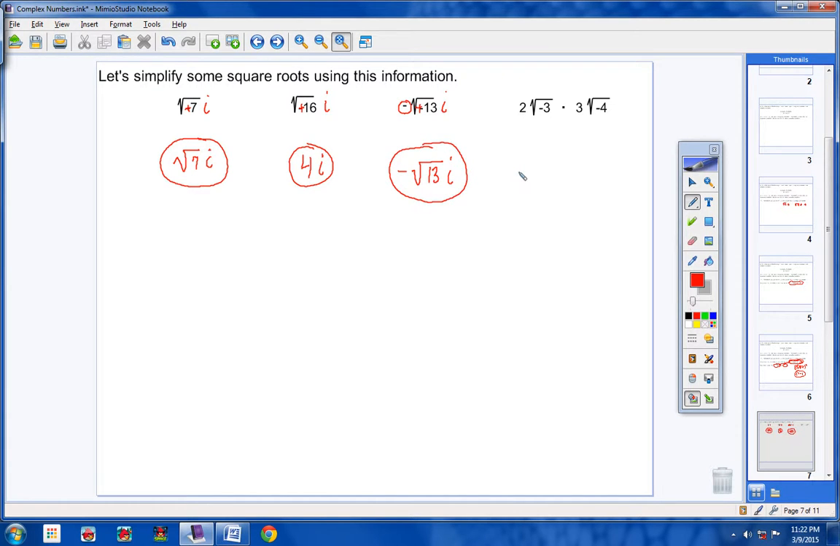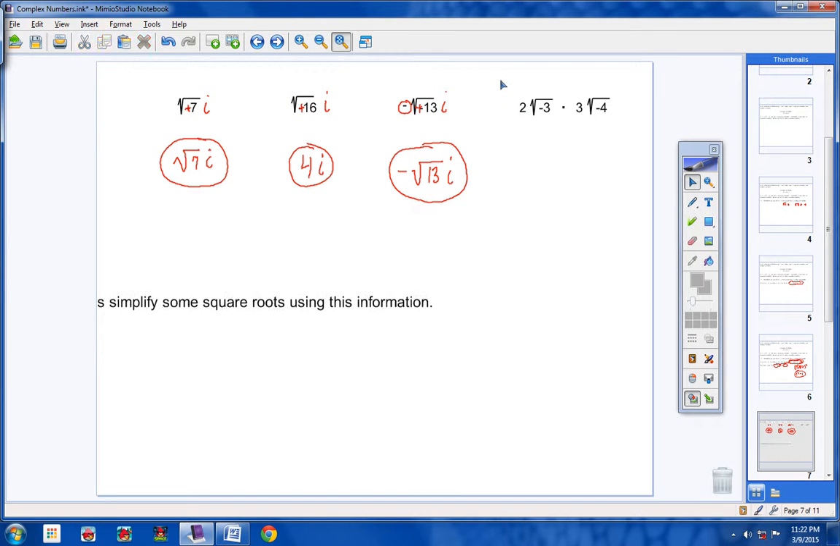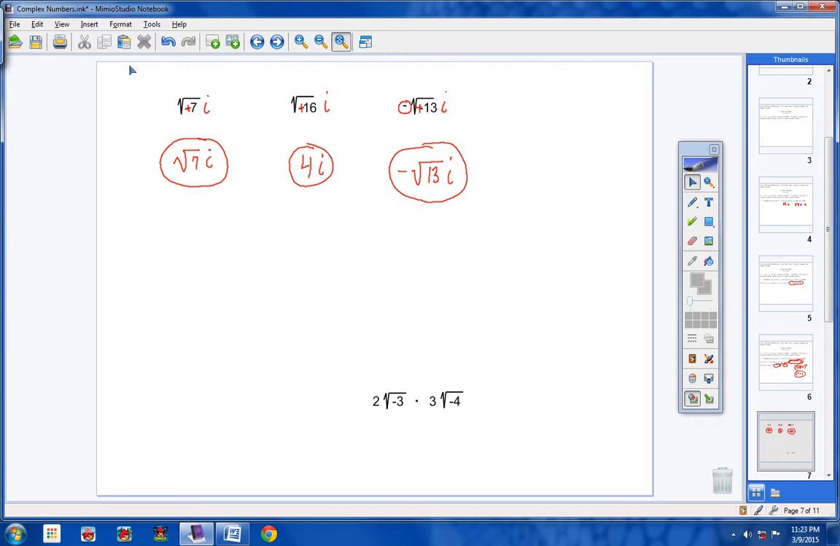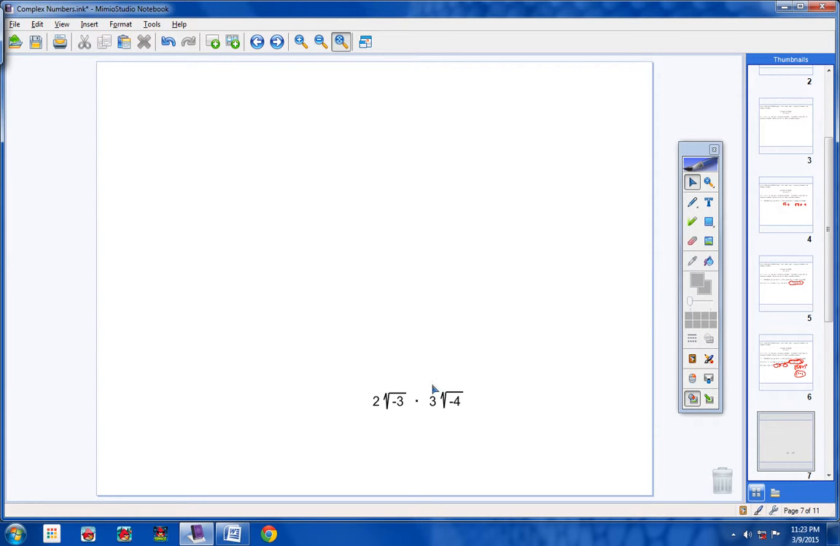let's continue on. What about this, students? What about when you're multiplying two radicals like this? Now, if you remember in Algebra 1 and Algebra 2, you've been taught your whole life to multiply the outside numbers, 6. Multiply the inside numbers, -3 times -4 is 12.